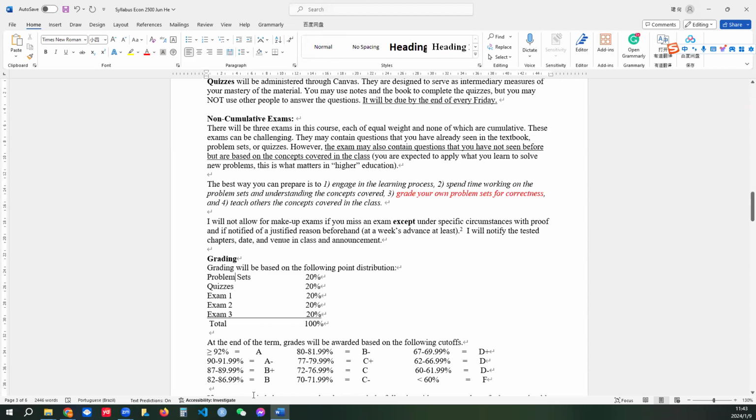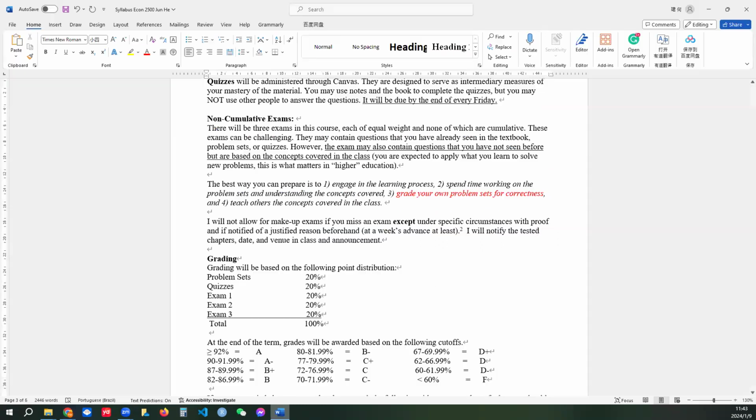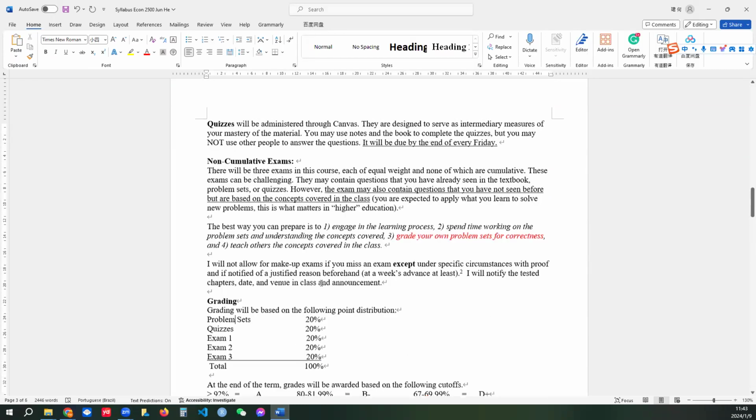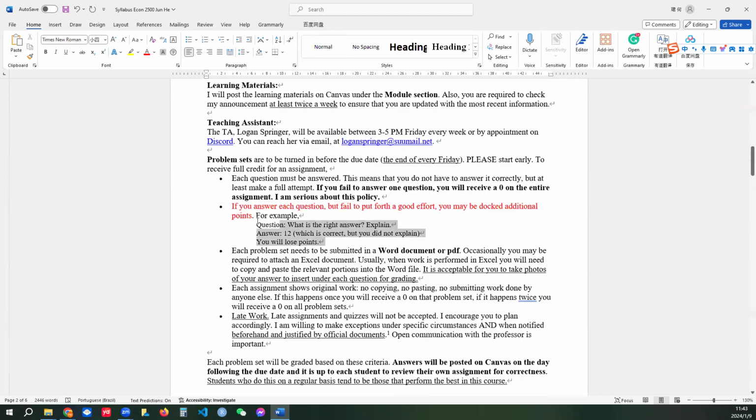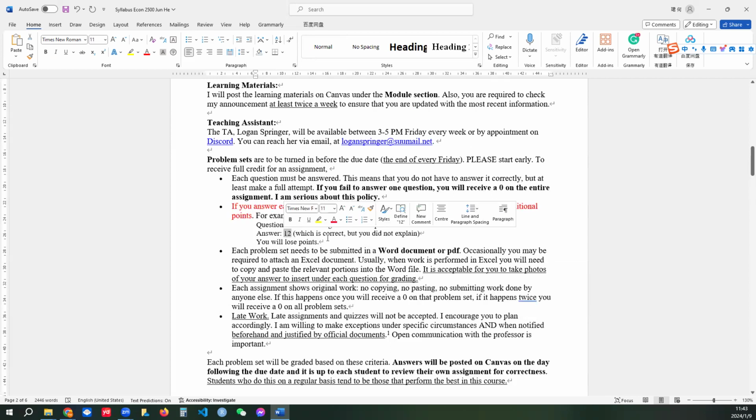So that is problem sets. For each problem set, you're only responsible for submitting version A, and those problem sets will be graded on a completion basis, and you are supposed to give me your detailed steps for answering those problems. It is not acceptable, and you will lose points, if you only answer with a number without detailed steps.